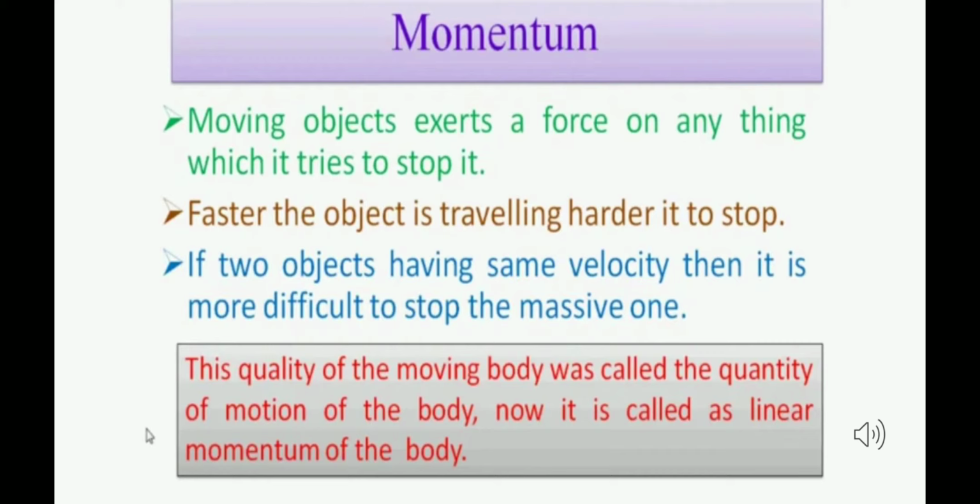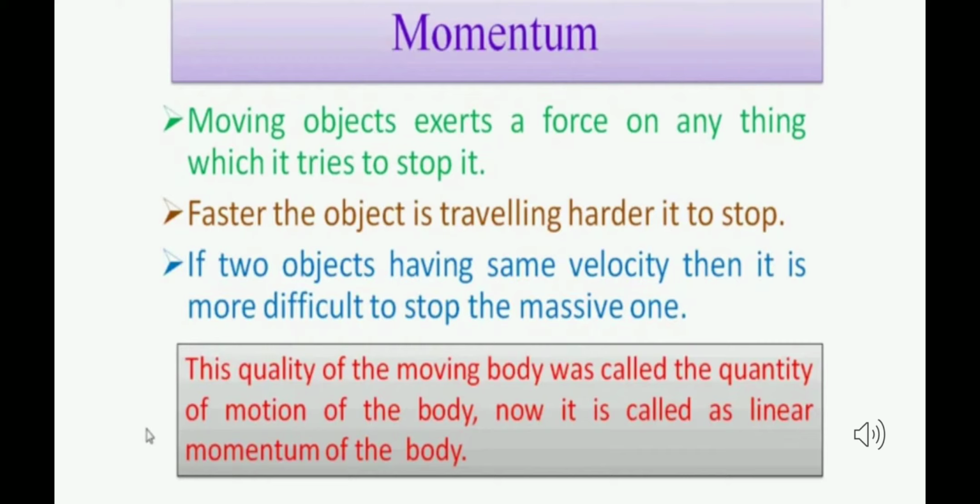Okay. The faster the object is traveling, the harder it is to stop. You have to apply more force. And if two objects have the same velocity, then it is more difficult to stop the massive one, that means the one having more mass.